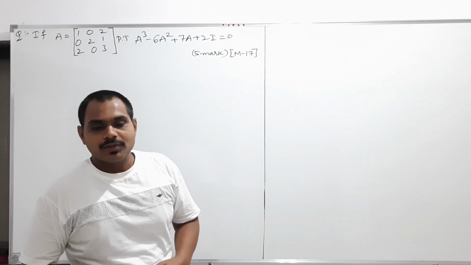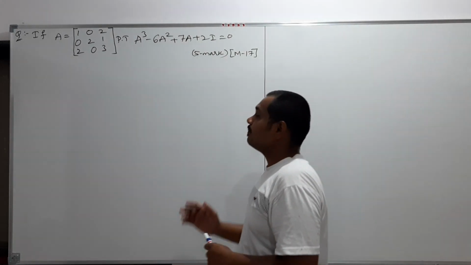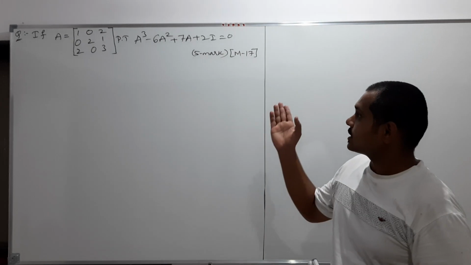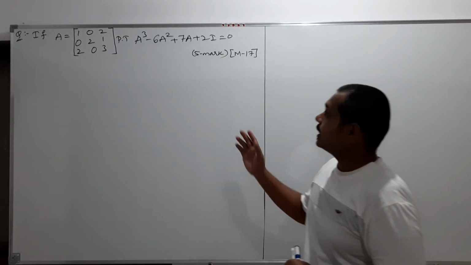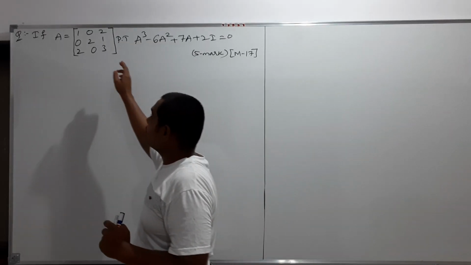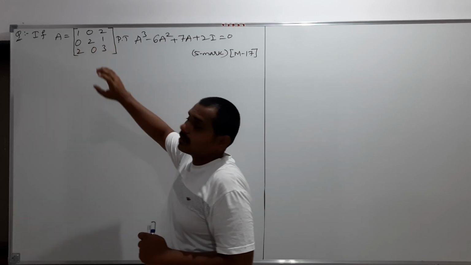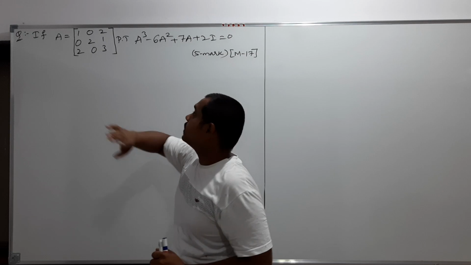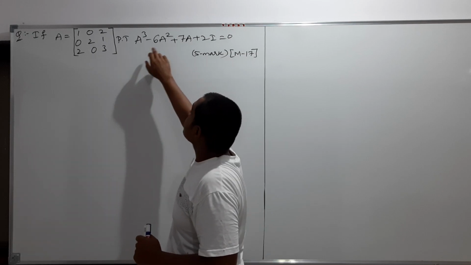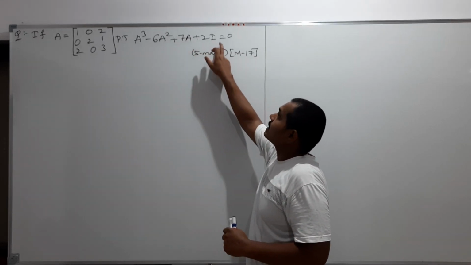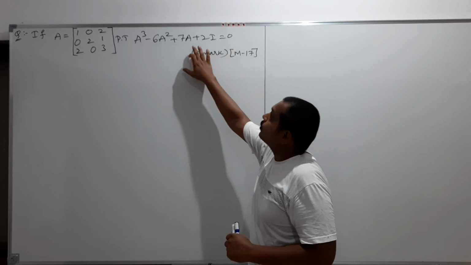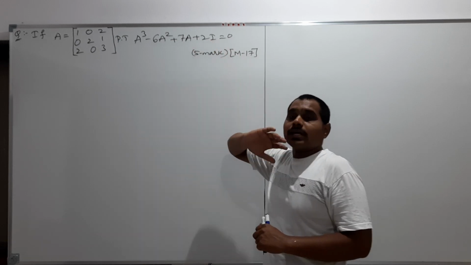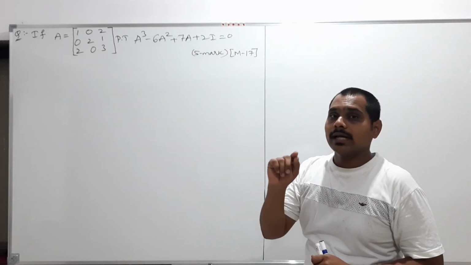Hi my dear students, in the previous videos we discussed how to solve such type of questions. Here the given question is: if A is the matrix given to you, prove that A cube minus 6A square plus 7A plus 2I is equal to 0. So to prove this, what should we do?